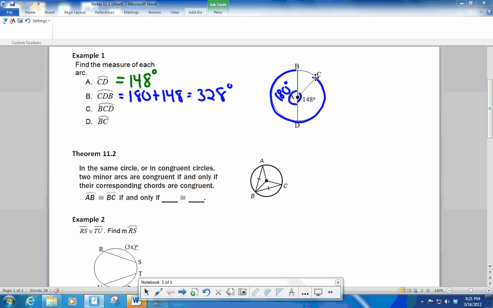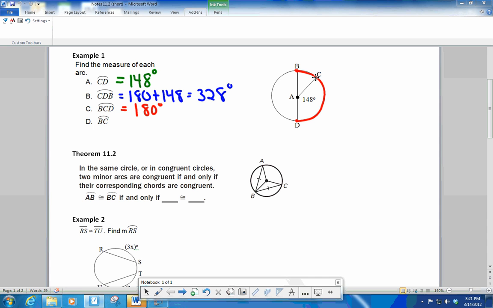Let's look at the measure of arc BCD. So BCD, this is going this way, starting from B through C all the way to D. That's half the circle. That arc's endpoints are on the diameter, or the endpoints of the diameter. So that is half a circle, which is 180 degrees.